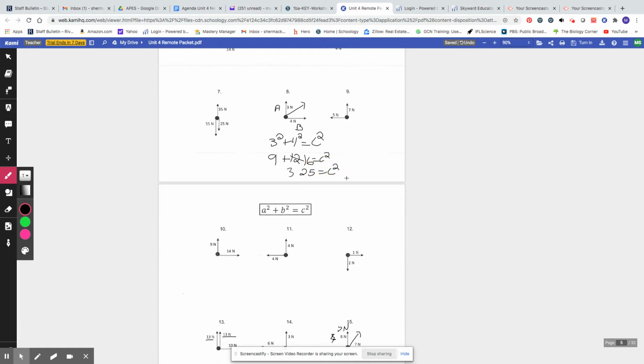Next step is to take the square root. The square root of 25 is 5. So that would be 5 newtons. So for this problem, this object is going to go up and right with 5 newtons of force.